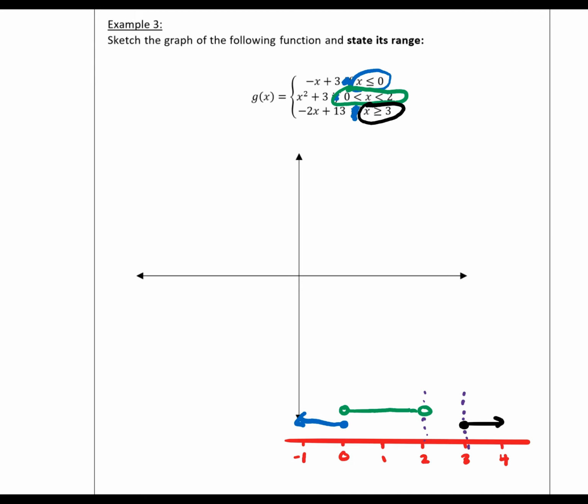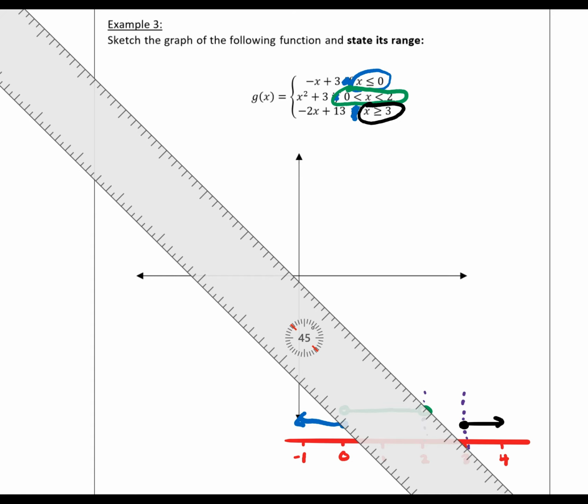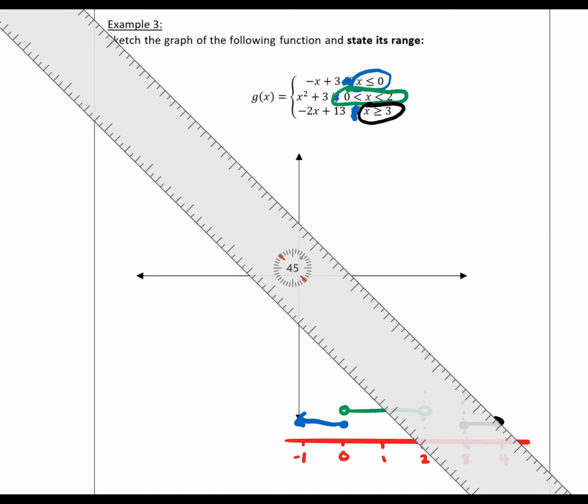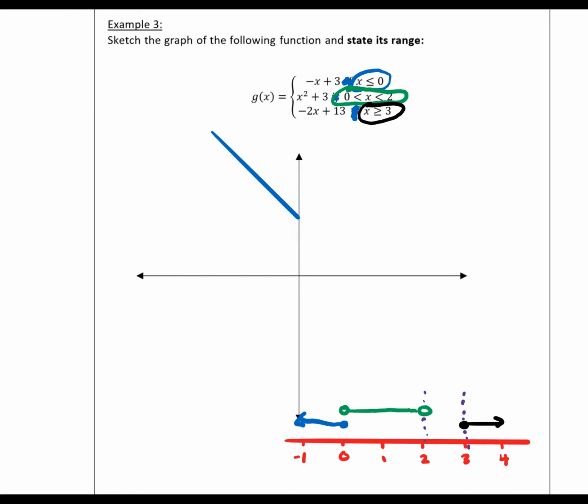Let's start with our first graph. We've got -x plus 3. Well, the gradient for a negative graph looks like that. The gradient of -1 looks just like this. And it's plus 3. So the y-intercept, or where x is 0, recalling that that's an important piece of information, is going to be 3. So we've got a graph that looks like this. It's inclusive of the point (0, 3), and it goes off to -infinity.